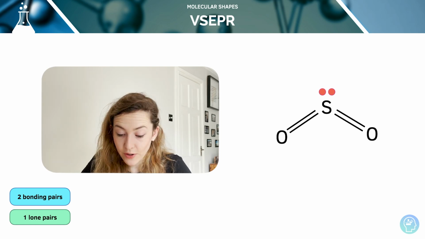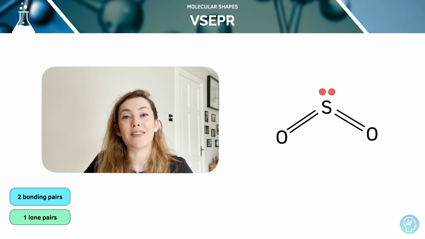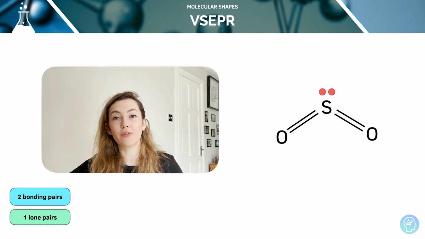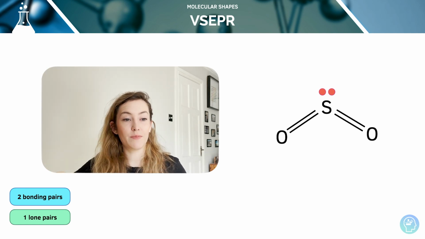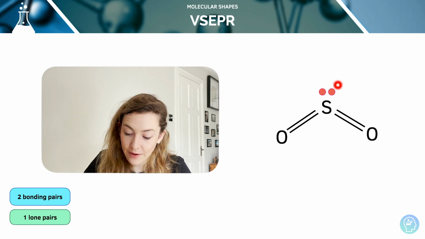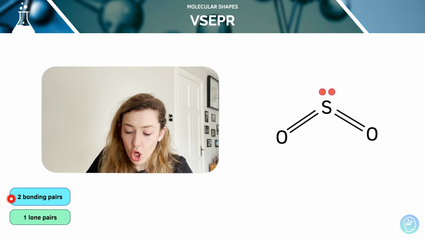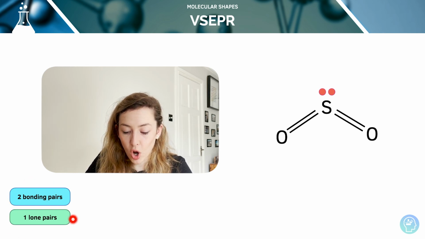Here we've got sulfur dioxide. So sulfur is in group 6. It's got 6 outer electrons. It's forming 2 double bonds with 2 oxygen atoms. And it's got that lone pair left over on the top. Okay, 1 lone pair left over. So we've got 2 bonding pairs and 1 lone pair.